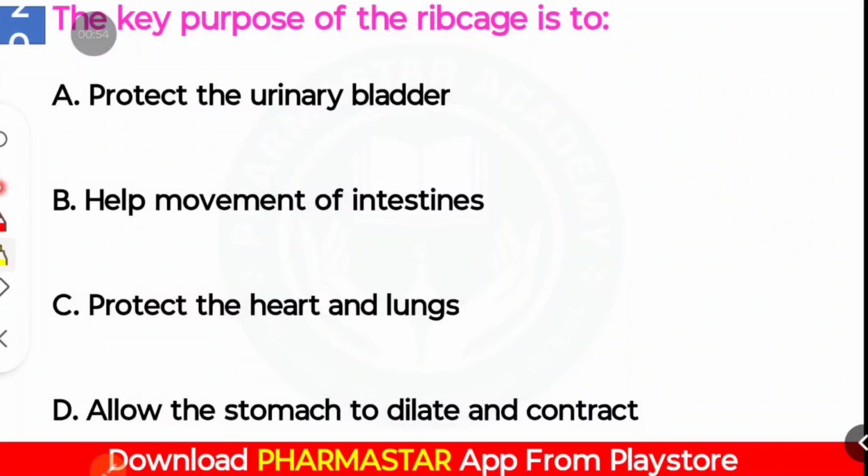It forms a sturdy bony cage around the thoracic cavity to shield these vital organs from injury while allowing the chest to expand and contract during breathing. The correct answer is option C.